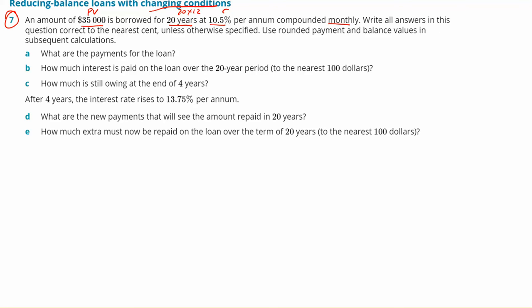Round all answers correct to the nearest cent unless otherwise specified. Use rounded payments and balance values for subsequent calculations. So meaning you don't need to write the full decimal places, just use the two decimal place values for other calculations. So what are the payments for the loan?